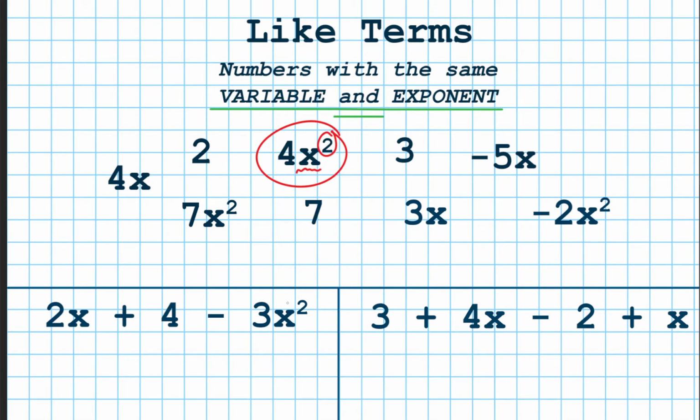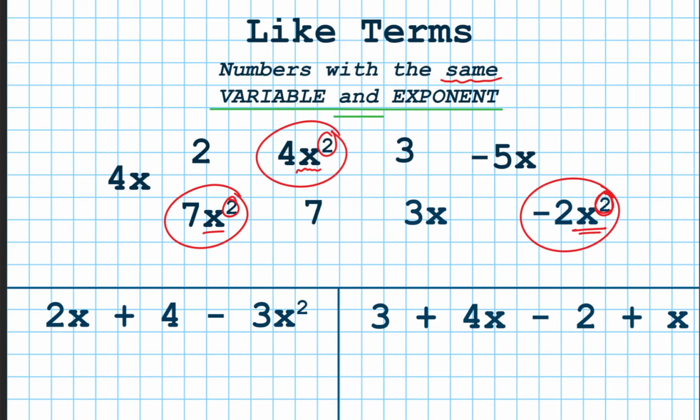Okay. Hopefully you were able to spot this 7x squared. Notice they're different numbers, but they have the same variable, which is x, and the same exponent, x squared. And negative 2x squared. Once again, different numbers, negative 2, 4, and 7, but they have the same variable, which is that x, and the same exponent.